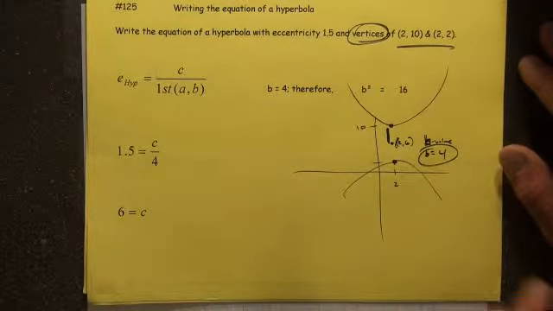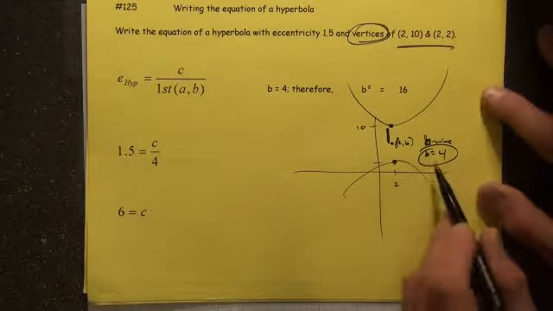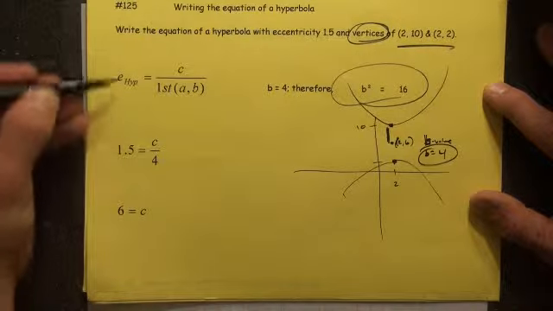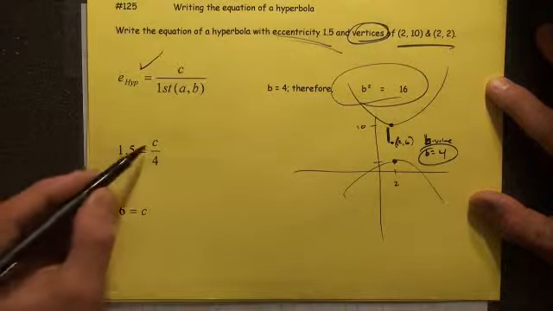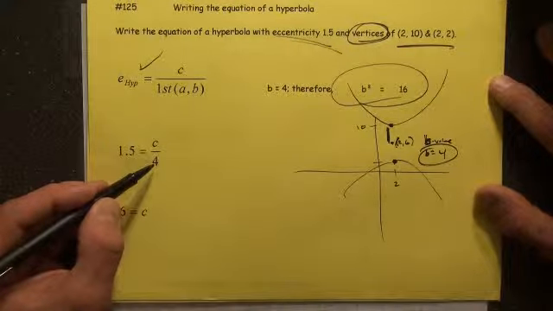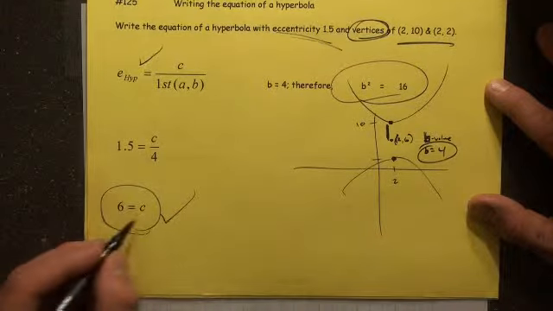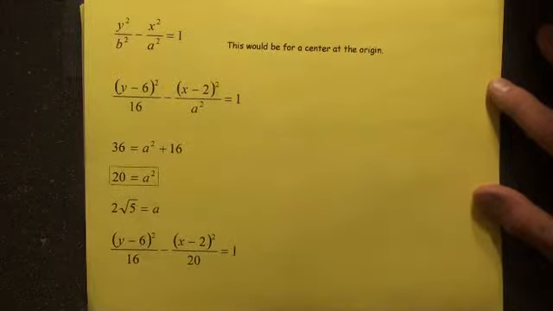All right. So we have a b value of 4, therefore b squared is 16. Then we're going to solve an equation. We know the eccentricity is 1.5, so we can do 1.5 equals c over 4. Multiply both sides by 4, c is 6. Therefore c squared is 36, which we're going to need in a second.